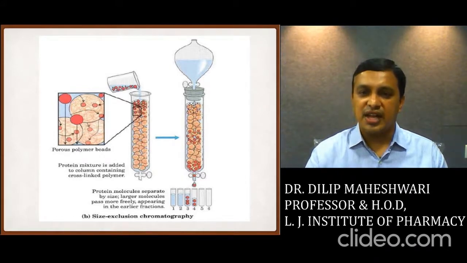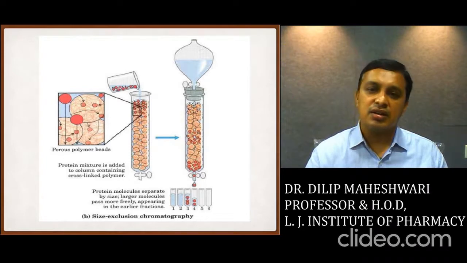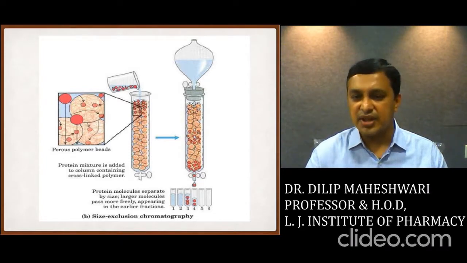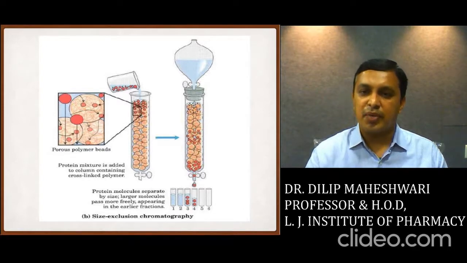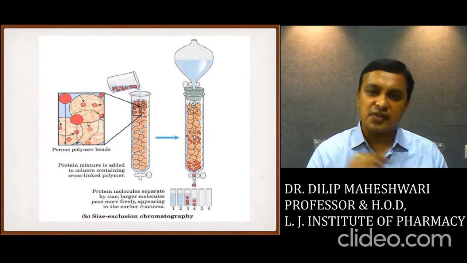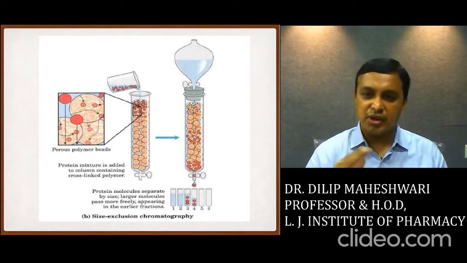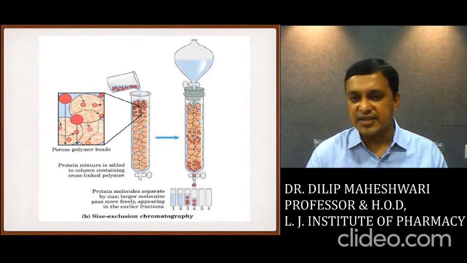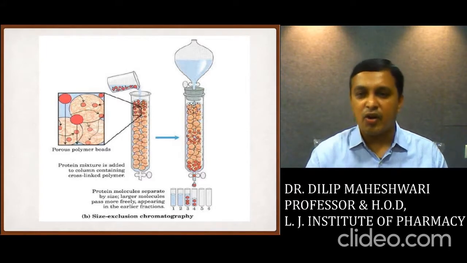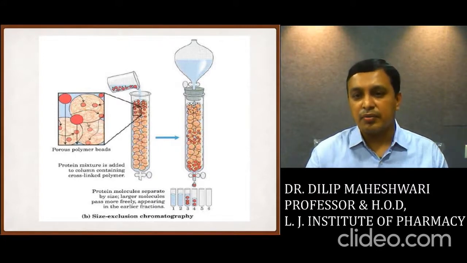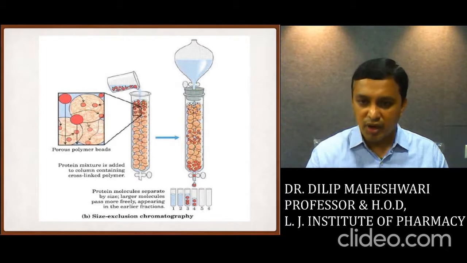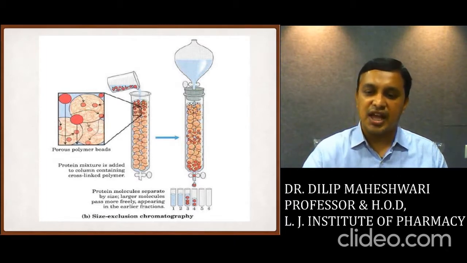When the sample passes through this stationary phase, your compounds separate out. See at the bottom, the large particles separate out first, and smaller particles pass through the pores of the stationary phase and are eluted later, and the medium sized particles remain in the middle of the column. So according to the size of your substance, they can be separated with the help of this chromatography. That is why it is known as size exclusion chromatography.